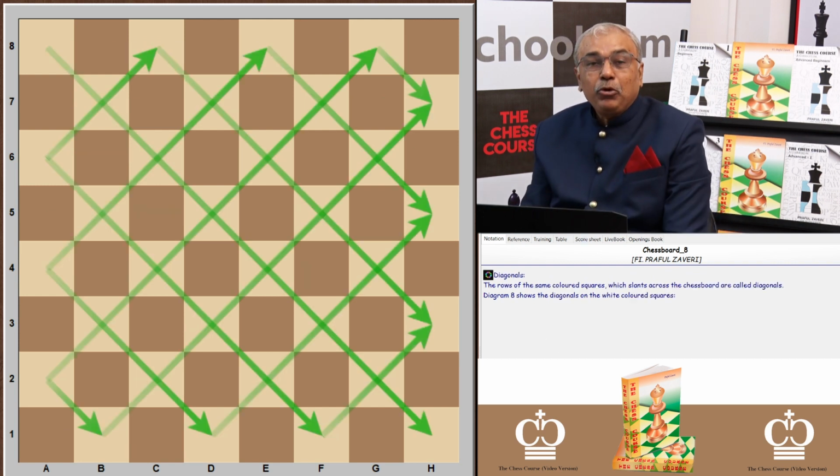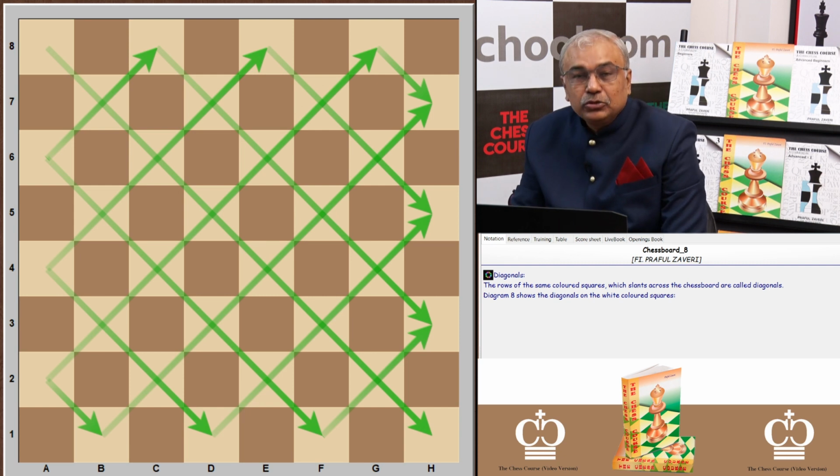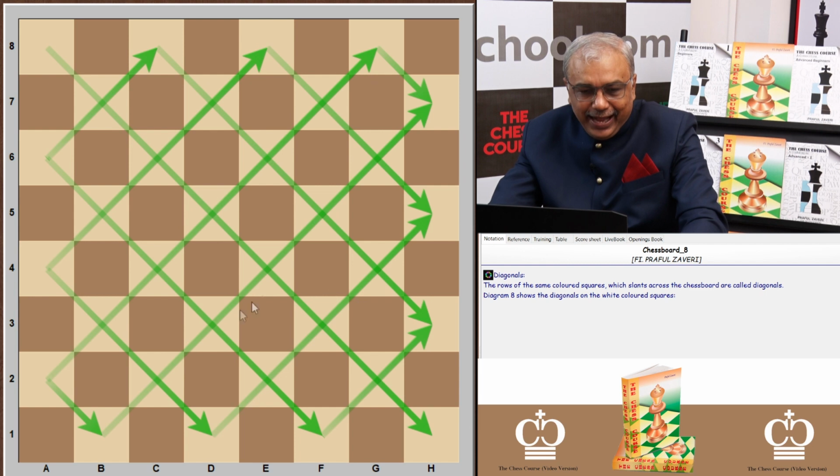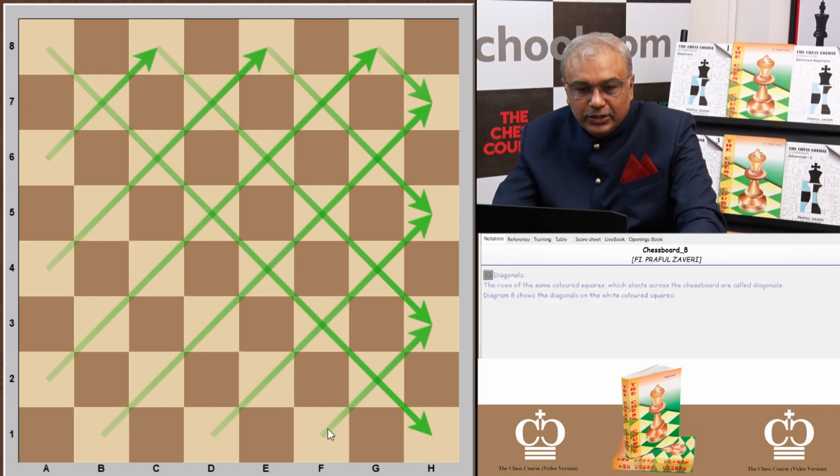And then we come to diagonals. So the rows of the same colored square which slant across the chessboard are called diagonals. So here you can see this diagram wherein I have marked the diagonals on the white colored squares. So this we can see very quickly. These are all diagonals. They slant across the chessboard on the same color.